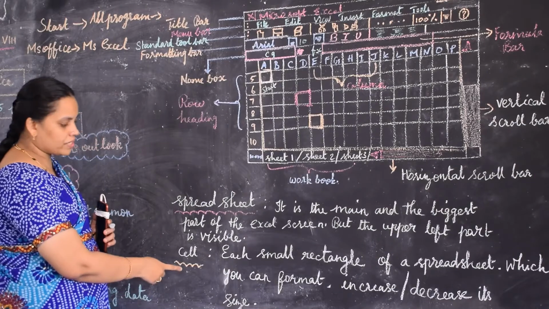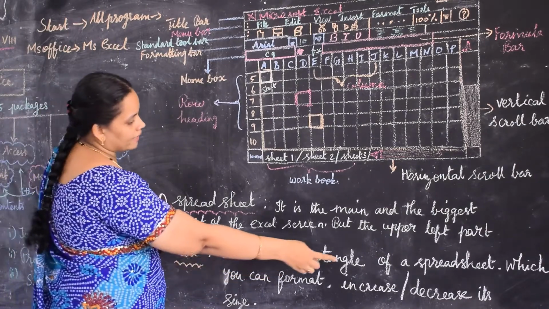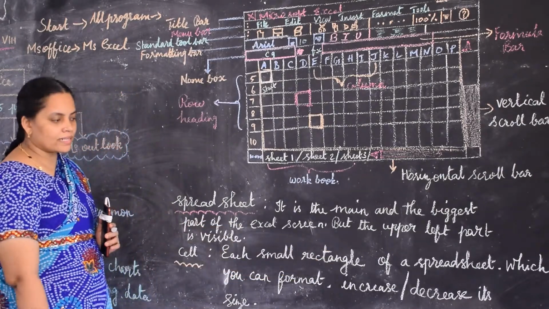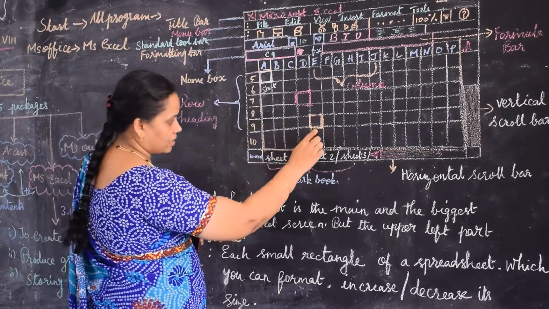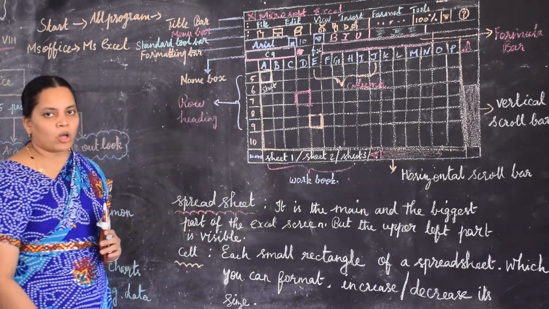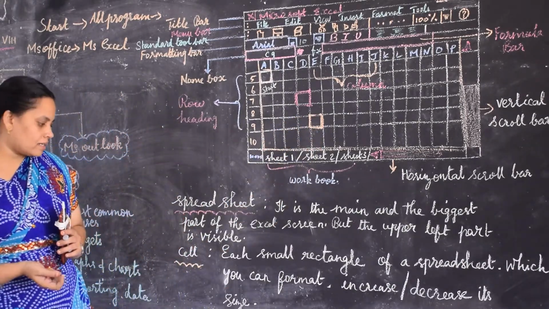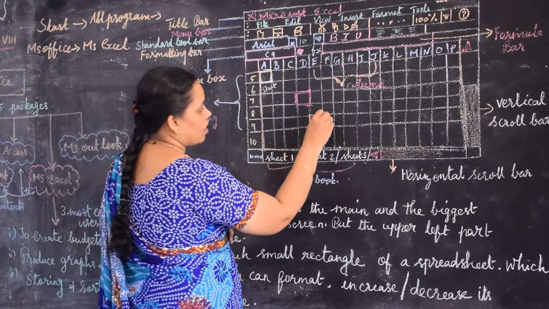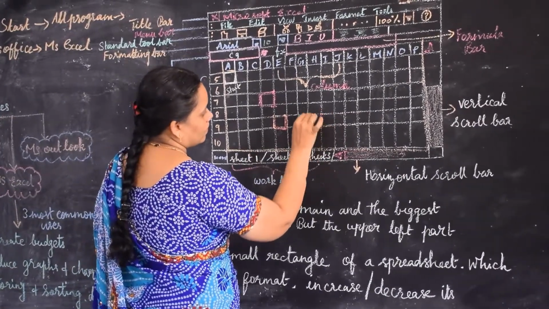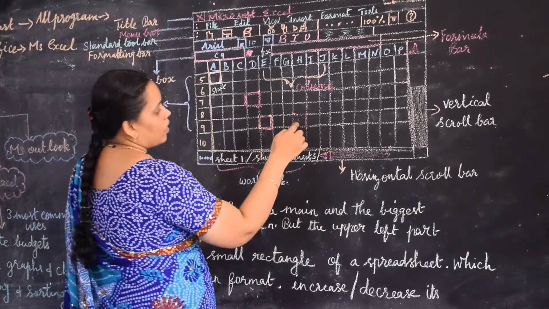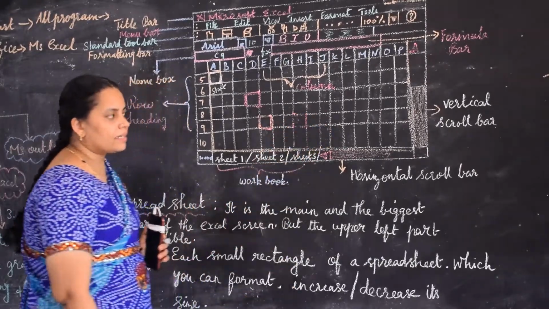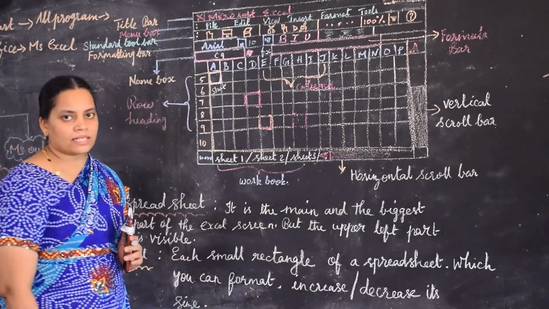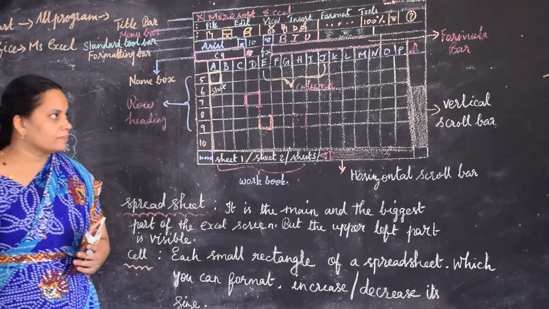See, the next one is the definition of a cell. Each small rectangle of the spreadsheet is called a cell, which you can format, and increase or decrease its size. You can format the cell and increase or decrease its size as per your data requirement.